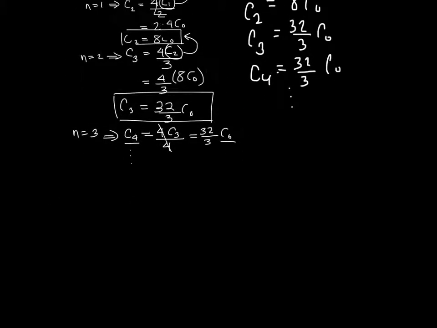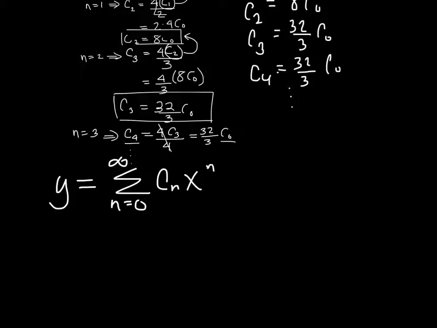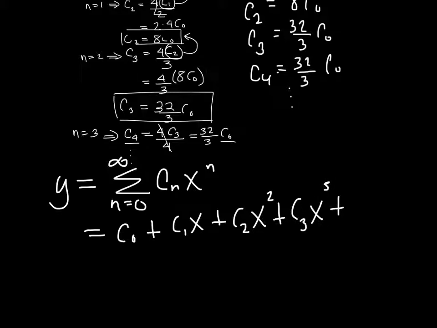So what was our goal? Our goal is to find a solution to this differential equation. And remember, we assumed that it was a power series solution. So I'm just rewriting my y. We have the sum of Cn x to the n. But again, what does this mean? This is just C0 x to the 0, which is 1, or in other words, C0 plus C1x plus C2x squared plus C3x cubed plus ... It's an infinite series.